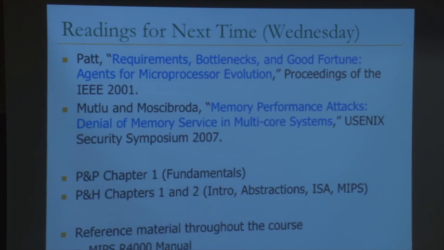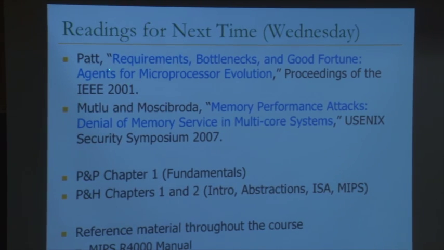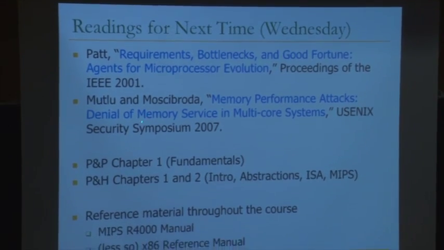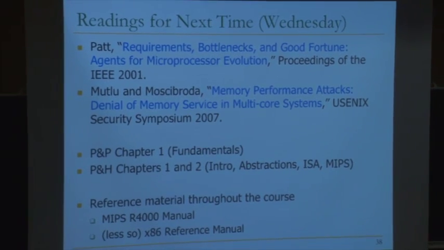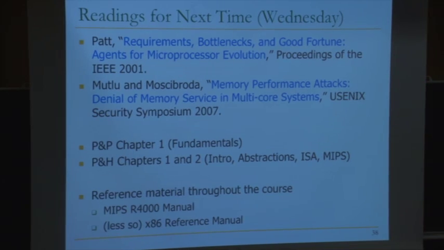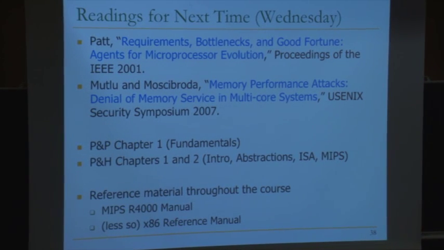So, readings for next time, I've already told you what these are. Yale Patt's paper on requirements, bottlenecks, and good fortune, and our paper on memory performance attacks. I've given you a good overview so that you won't start out cold. There are also some readings from the books that I would recommend: Patt and Patel, Chapter 1, Fundamentals, and Patterson and Hennessy, Chapters 1 and 2. You don't need to read this, and I certainly don't expect you to read the x86 reference manual, not for Wednesday at least.